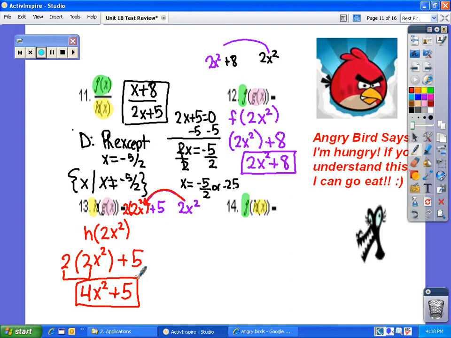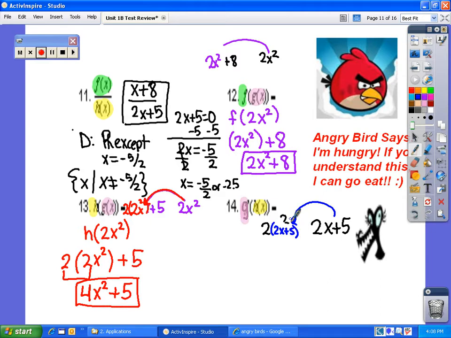Alright, your next one was g of h of x. Remember, my review sheet's a little different than yours, so I might be missing some stuff. So g of h of x would mean that my g function is 2x squared. My h function is 2x plus 5. So everywhere that I see the letter x, I'm going to erase it, and I'm going to replace it with 2x plus 5. So 2x plus 5 would go in here.